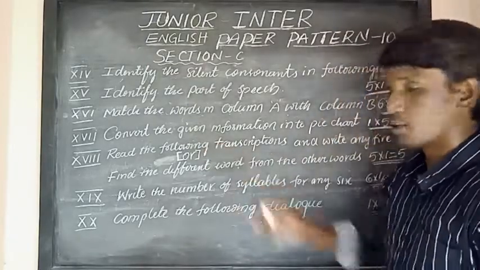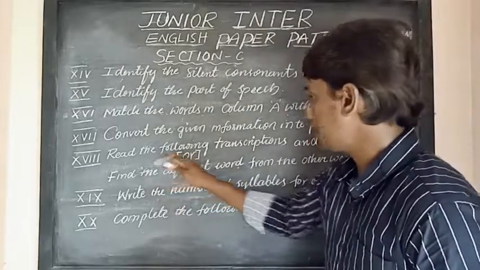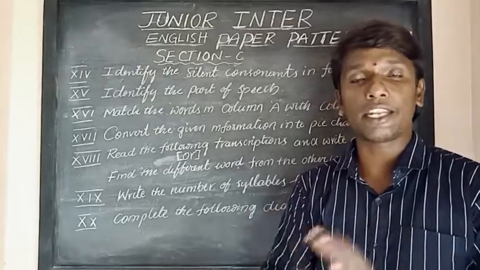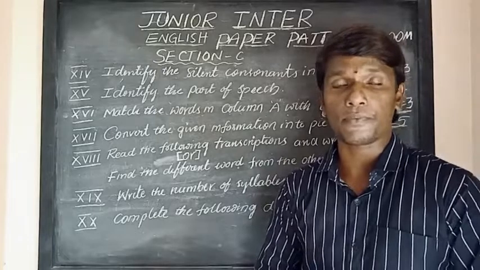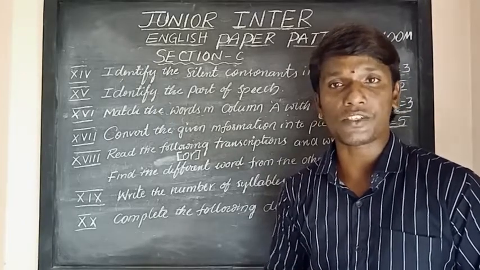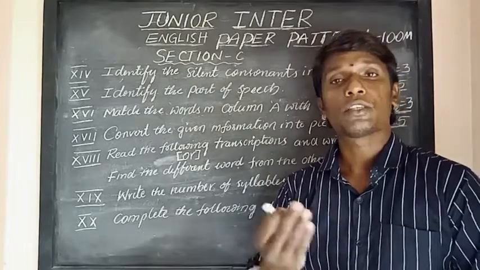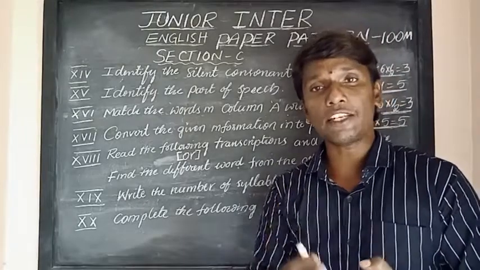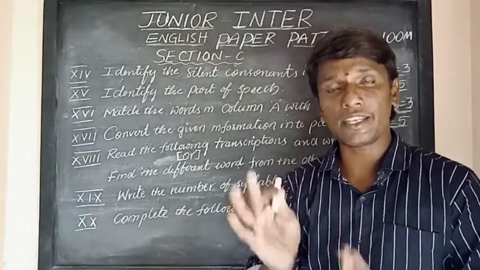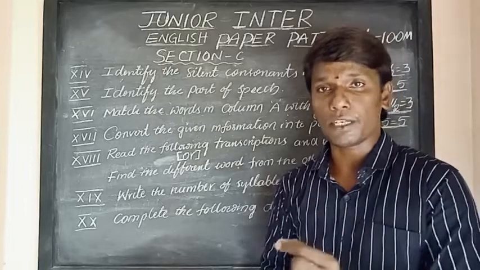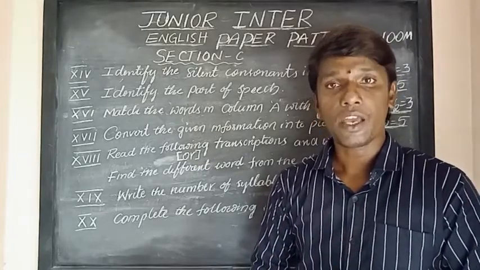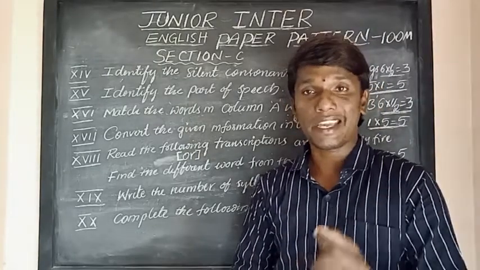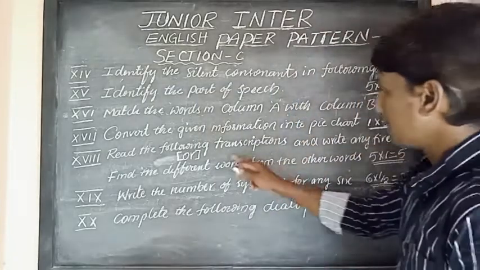That is the 17th question. Now 18th question, read the following transcriptions and write any 6 ordinary words. That means phonetic transcriptions. The English words are transcribed into phonetic transcriptions. From the phonetic transcription, you should write any 6 ordinary English words. That means the words are transcribed into phonetics, and from the phonetic transcription you just write the ordinary English words. Or there is a choice here.